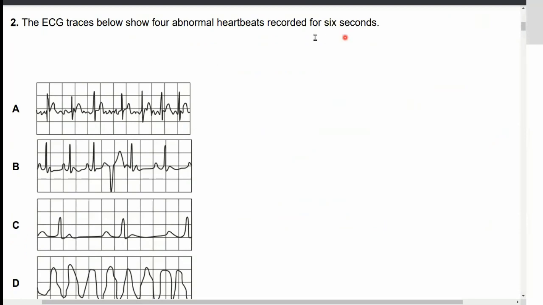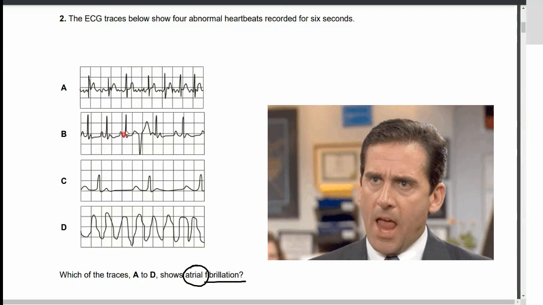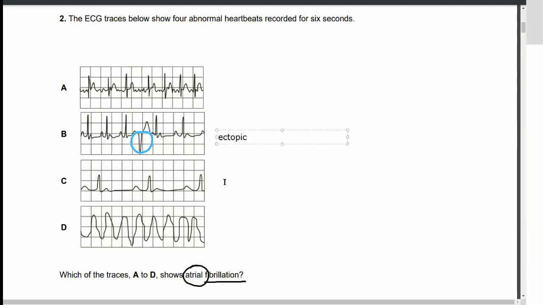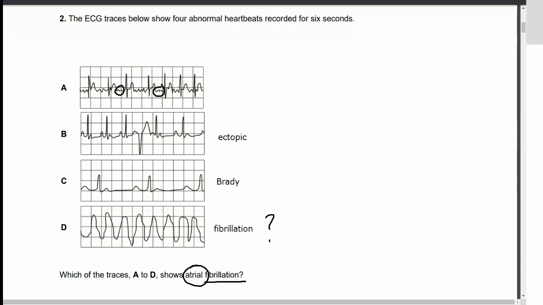Okay, let's have a little look here. Question 2. The ECG traces below show 4 abnormal heartbeats recorded for 6 seconds. Which of the traces shows atrial fibrillation? Well, we can see B's ectopic, highlighted in blue here with the missed heartbeat. We can see that C looks fairly normal, but probably a little bit slow. So that's bradycardia. I've only written Brady because I'm lazy. And then the bottom one's fibrillation, where it's kind of all over the place. So that seems like it could be a possible answer.